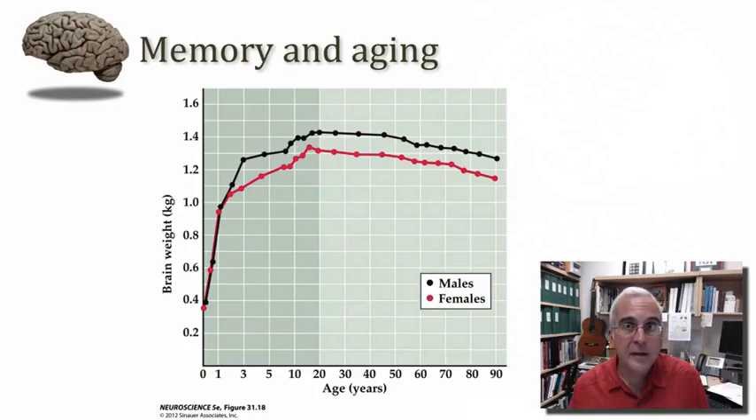Now, quite sadly for many adults around the world, a serious concern with memory and aging is the development of dementia, and one particular leading cause of dementia, Alzheimer's disease.